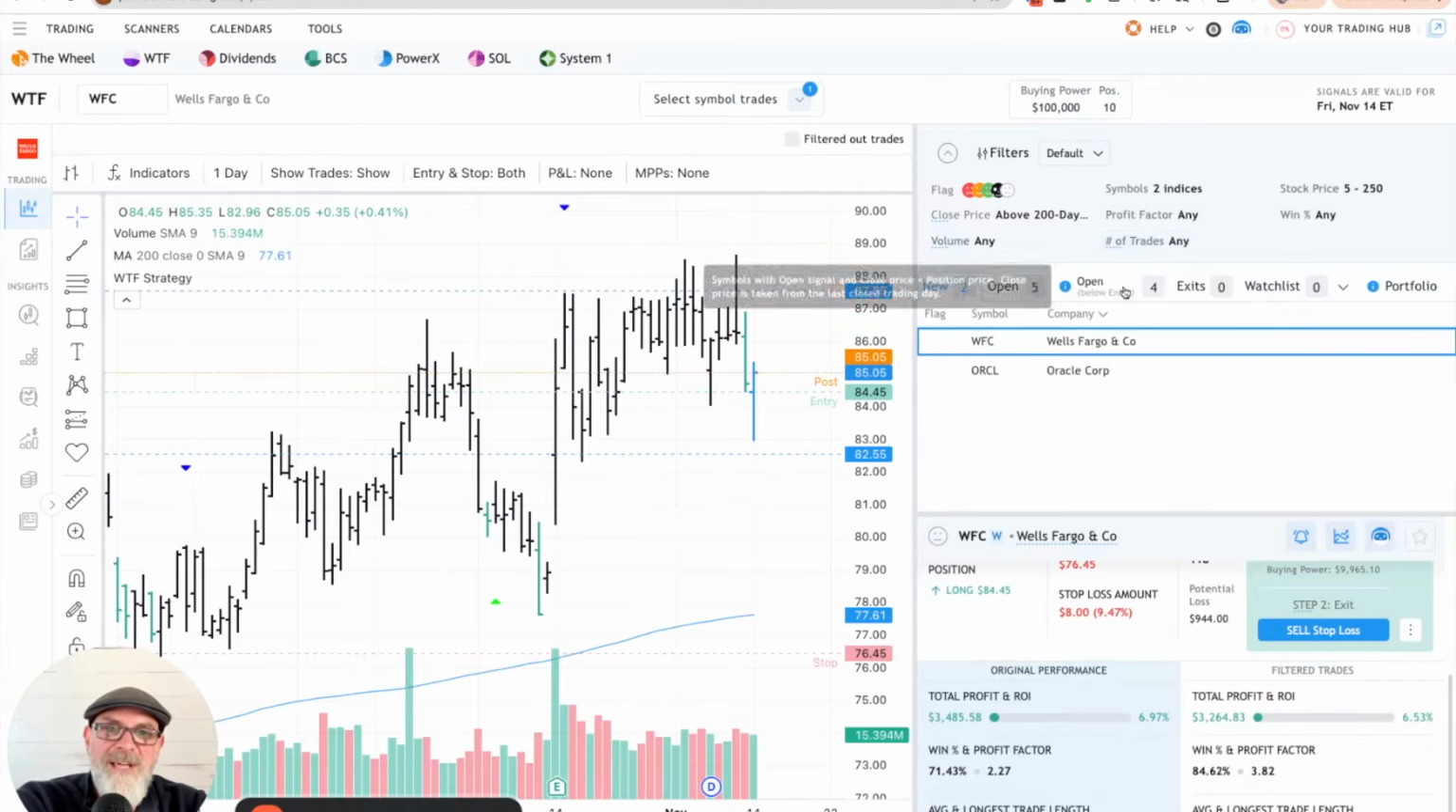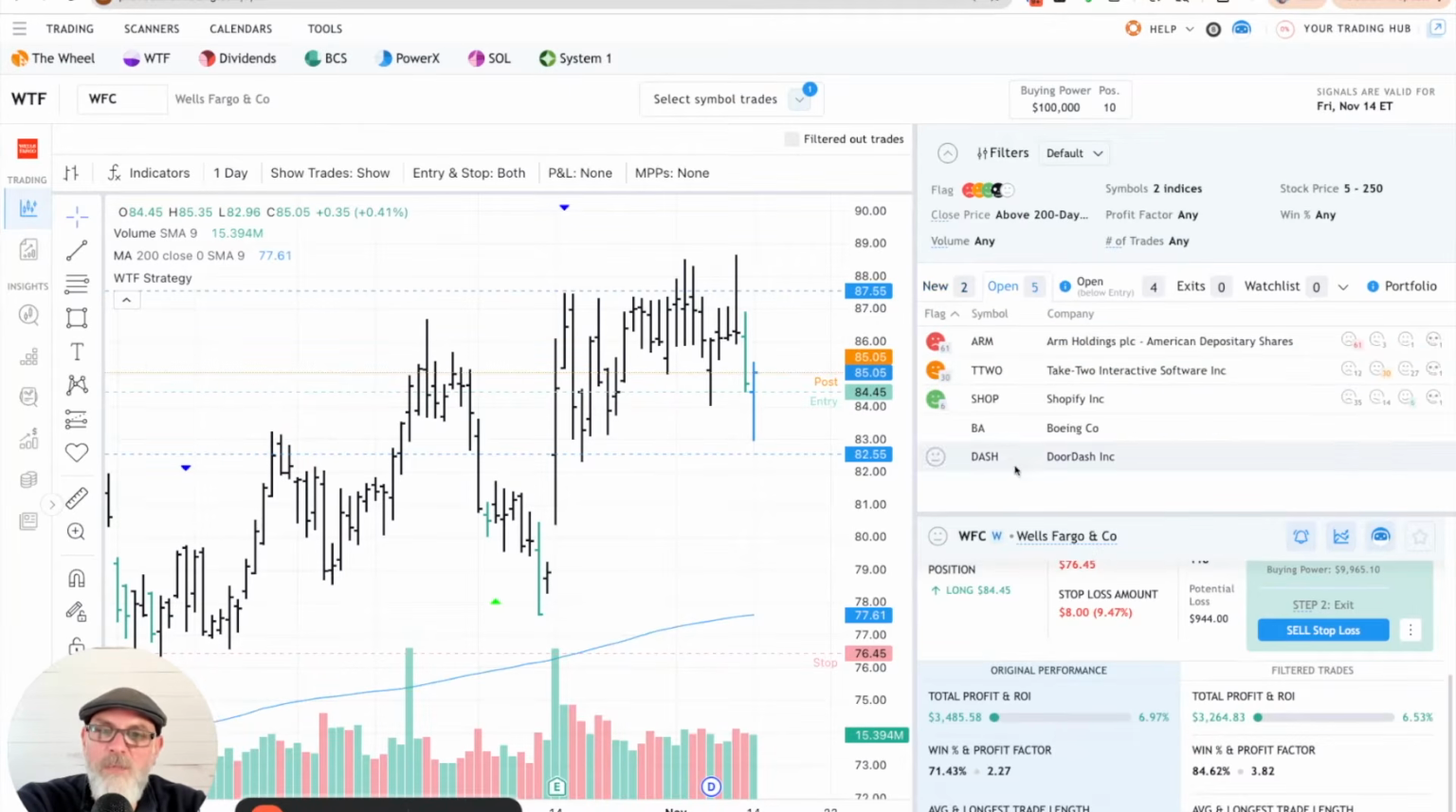Here we see there are different tabs. We have new entry signals. Today we had WFC, Wells Fargo, and ORCL, Oracle, as new entries. We have 5 open signals right now: ARM, TTWO, Shopify, Boeing, and Dash. And we also see there are 4 open below entry signals.